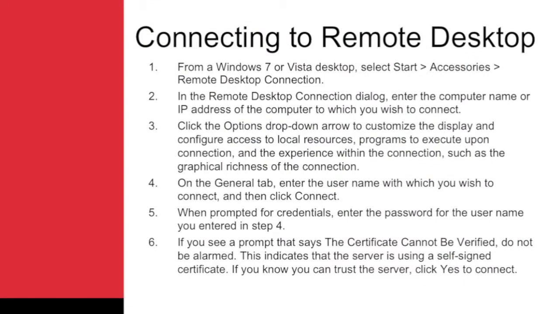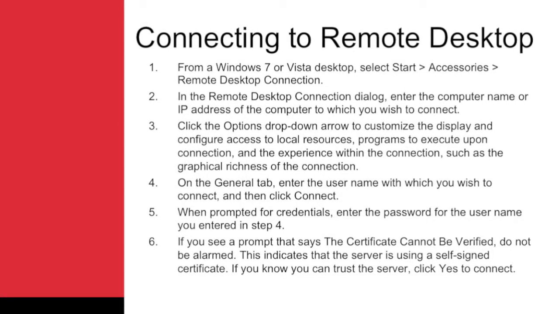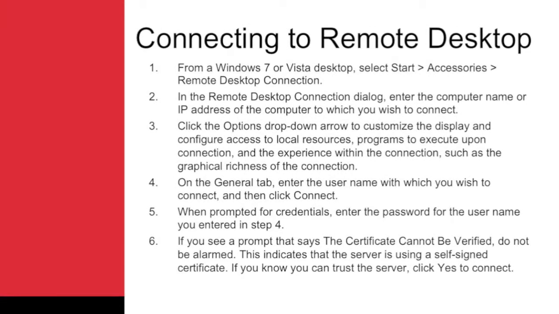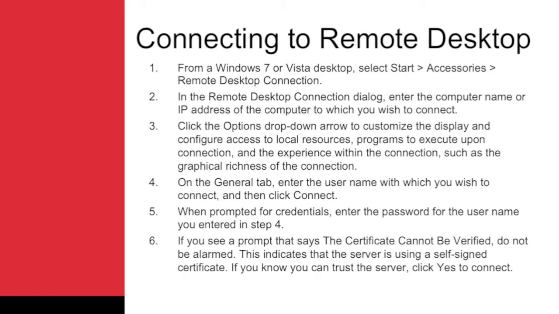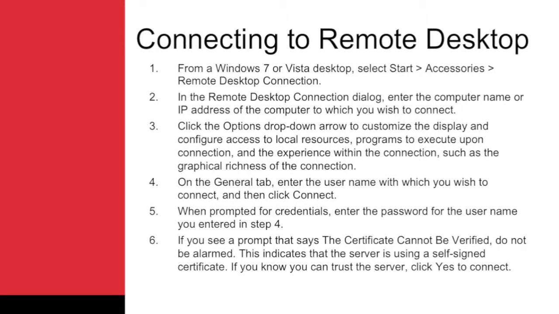After enabling Remote Desktop on the machine, you can connect to it from another Windows client or server using the Remote Desktop Connection application and following these steps. From the desktop, select Start, Accessories, Remote Desktop Connection. In the Remote Desktop Connection dialog box, enter the computer name or IP address of the computer you wish to connect to. Click the Options drop-down arrow to customize the display, configure local resources, set programs to execute upon connection, and change the experience within the connection, such as the graphical richness of the connection.